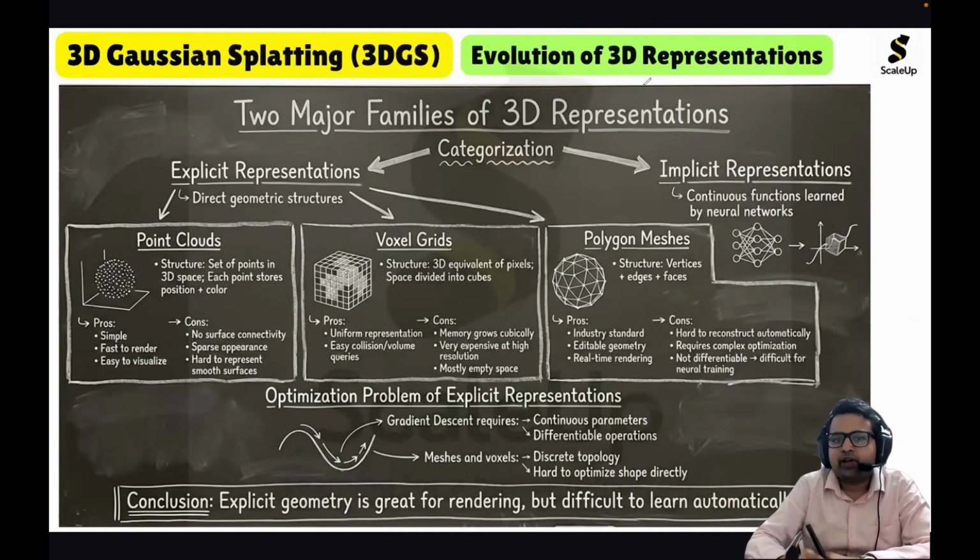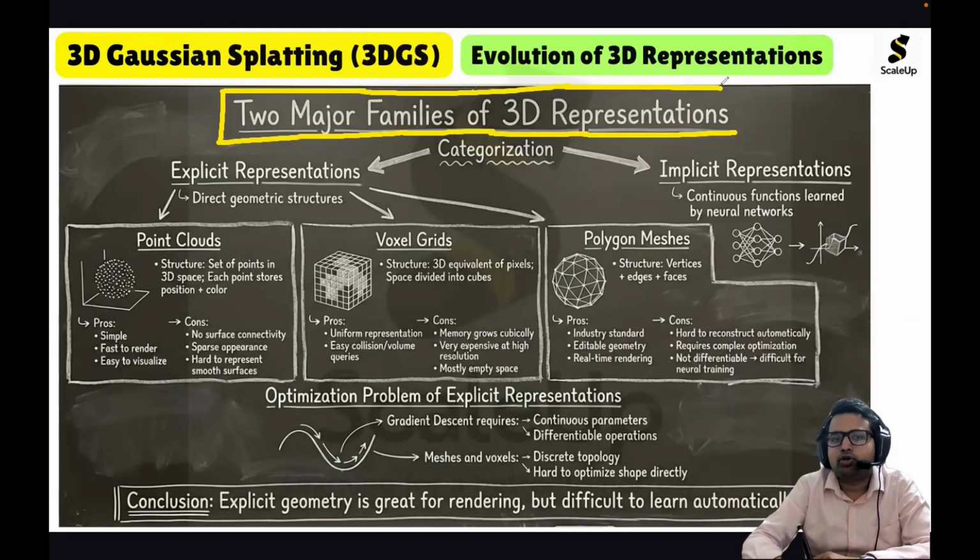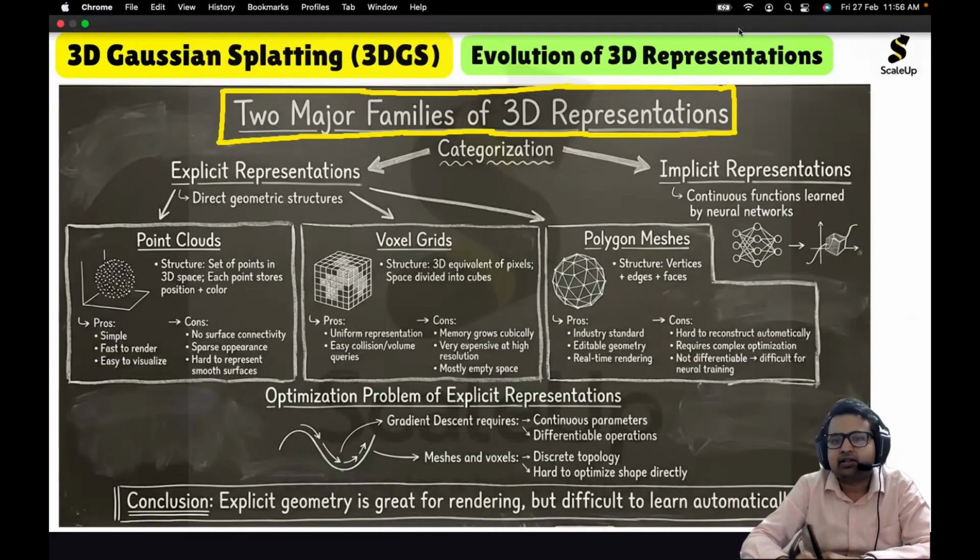So now what we will discuss is 3D representation, like how I can represent a point or a pixel in 3D space. That we call the 3D representation. Two major families of 3D representations are there: explicit and implicit.